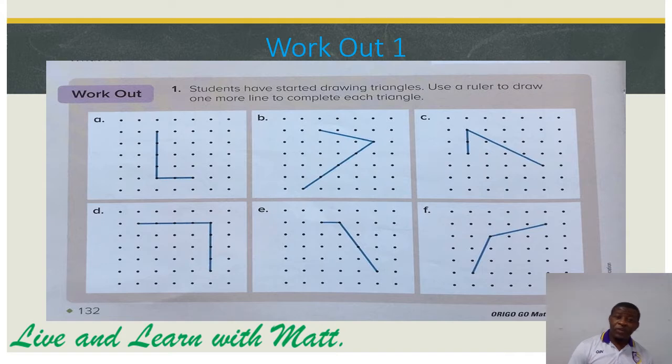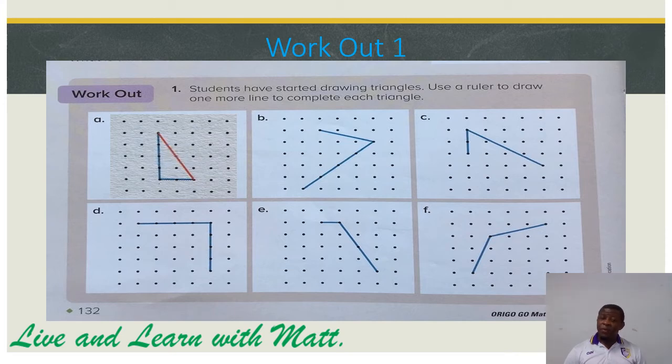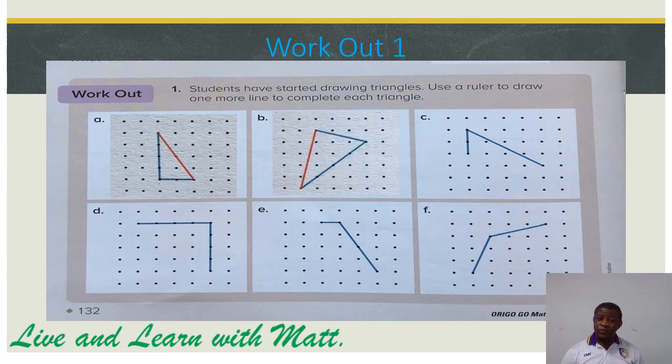Number 1. Students have started drawing triangles. Now use a ruler to draw one more line to complete each triangle. Remember, a triangle has only 3 sides. So we already have 2 sides, 1, 2. So we just connect the 2 ends together to make 3 sides. There you have it, part A. Now part B. Join the 2 dots together and you have another triangle.